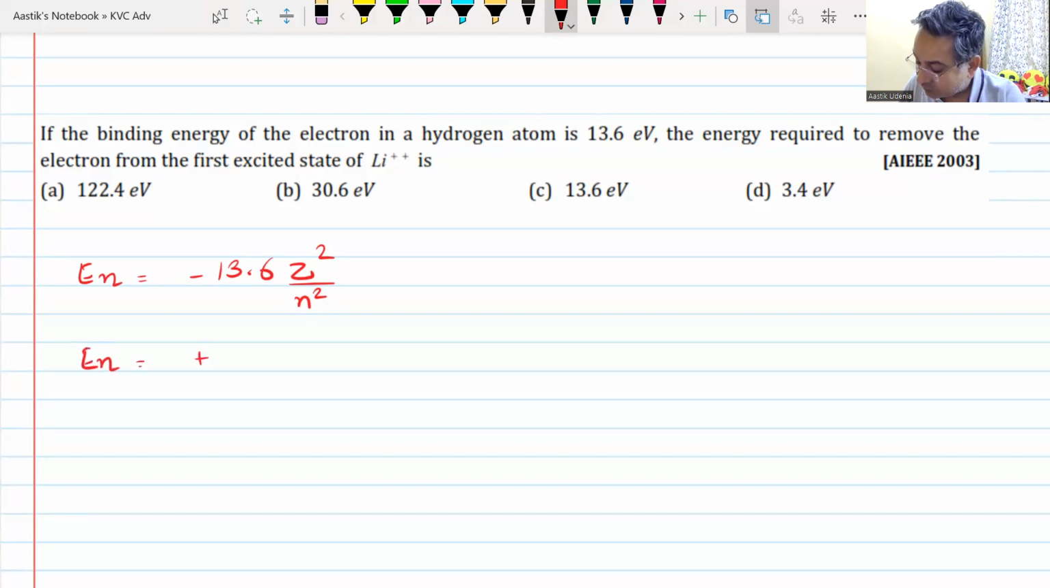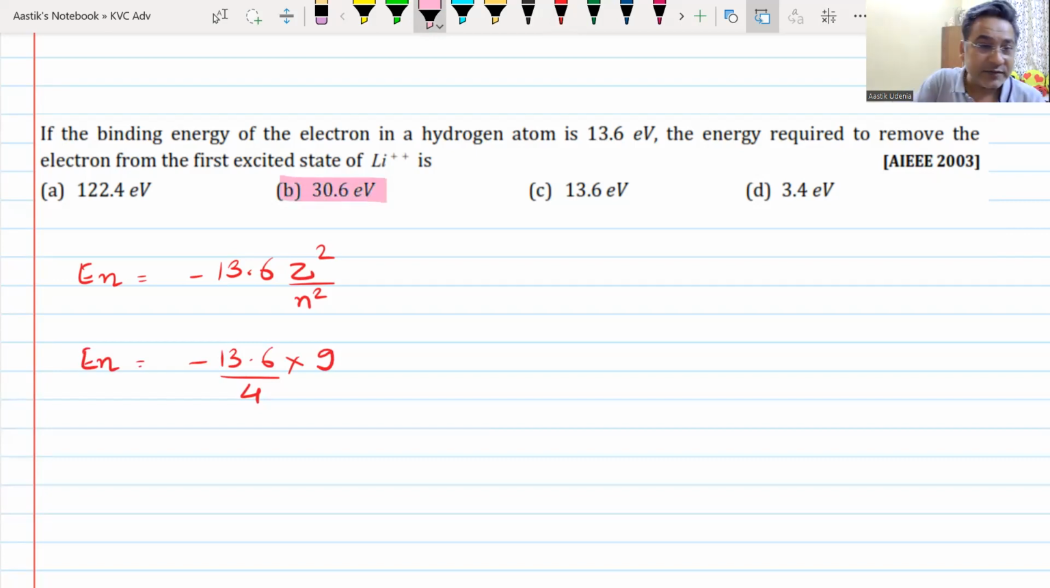So minus, let me write it with the minus as well because I'm talking about energy. Minus 13.6 divided by 4, multiplied by lithium's Z squared, 9. Just multiply and divide, and you can understand that it cannot be 13.6, it cannot be 3.4, it cannot be 122, it has to be 30.6. Do we understand this, or has this gone above our head?